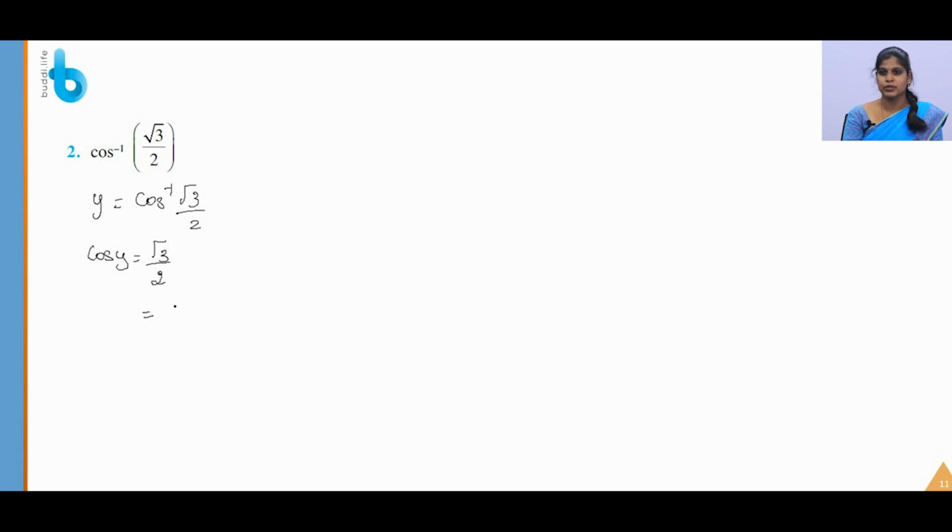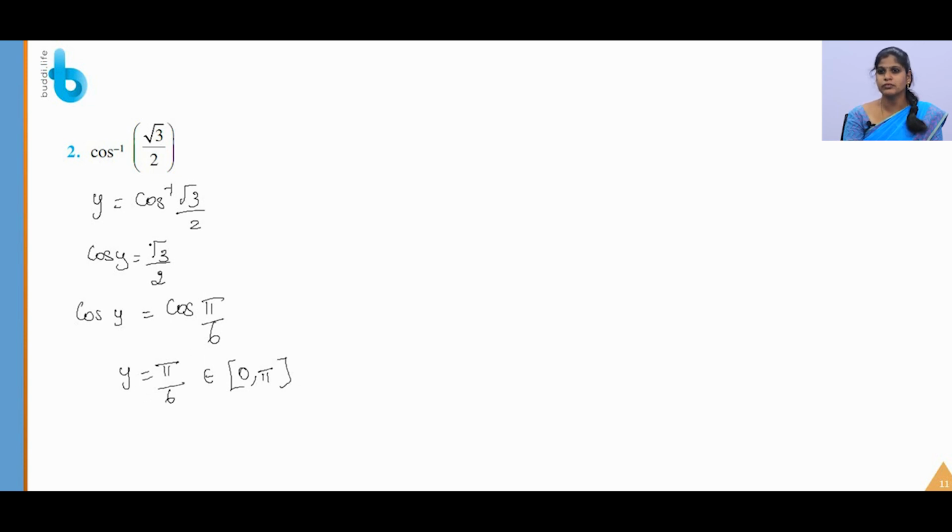Therefore, root 3 by 2 is cos pi by 6. That is cos y equal to cos pi by 6. Therefore, y equal to pi by 6 is the principal value. But you have to check whether it lies in the range, whether it lies in the principal range. What is the principal range? It is 0 to pi. The principal range is 0, pi.